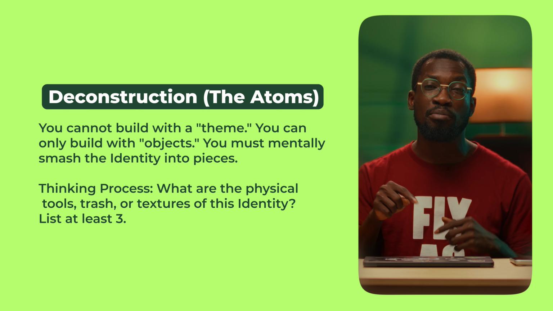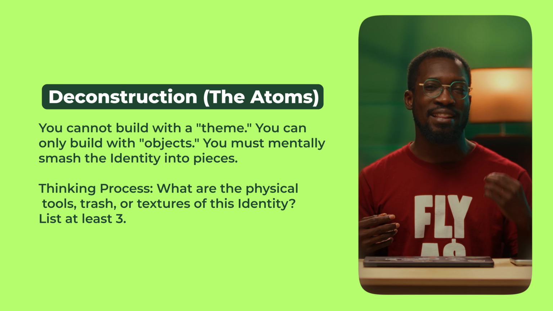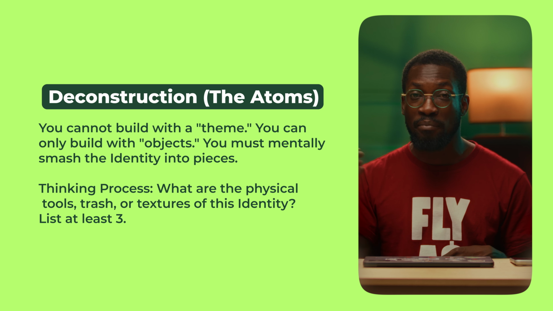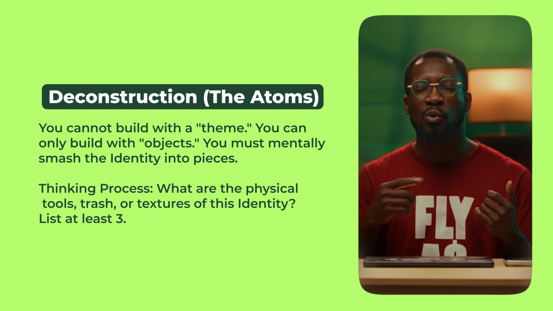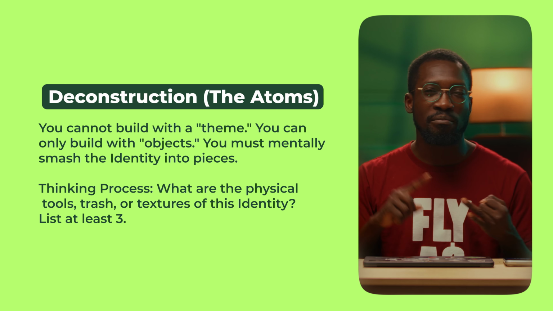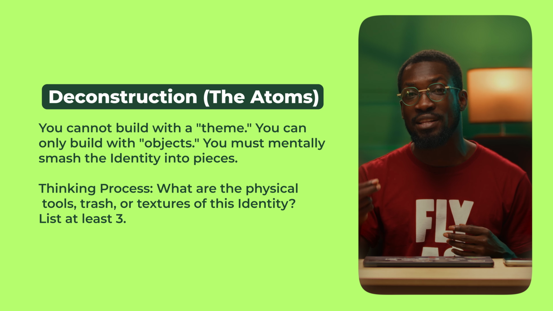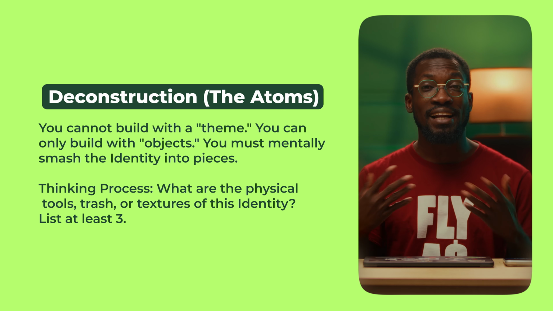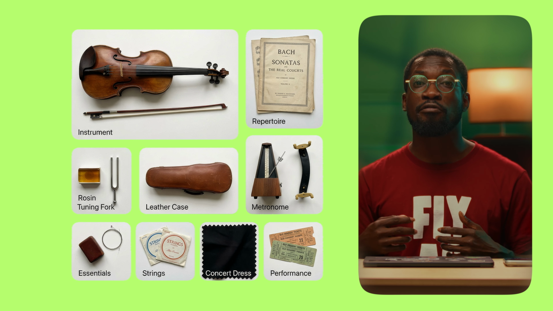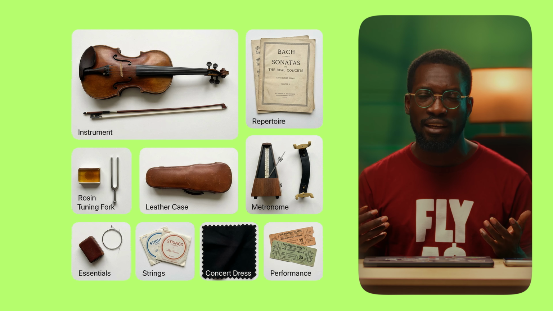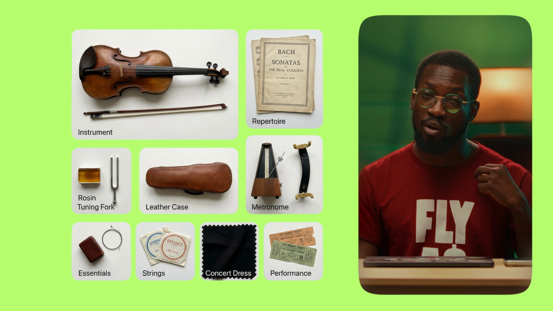Deconstruction is where you mentally break the identity into pieces, which forces you to take a closer look at the elements or the objects that make up that identity in step 1. So maybe you may ask yourself, what are the specific tools, items, textures, trashes, whatever that is associated with this identity that I've chosen? For a classical violinist, things like the wooden violin, the ebony fingerboard, the formal tailcoat, and all these come to mind. And the more specific the object, the more details and texture you add to the overall concept.